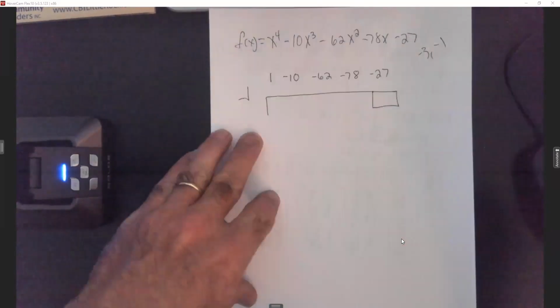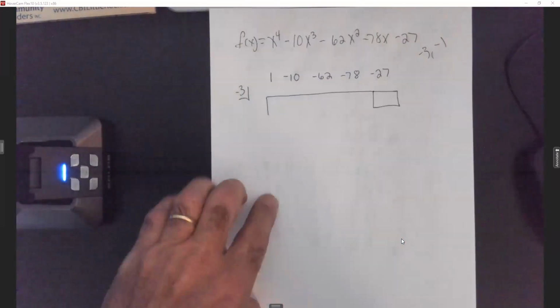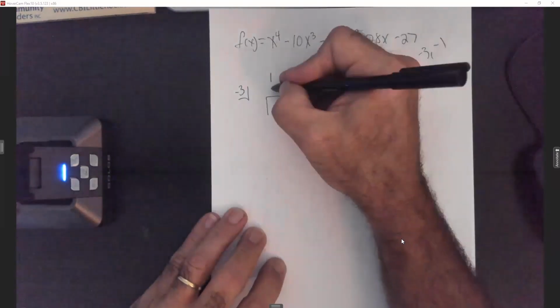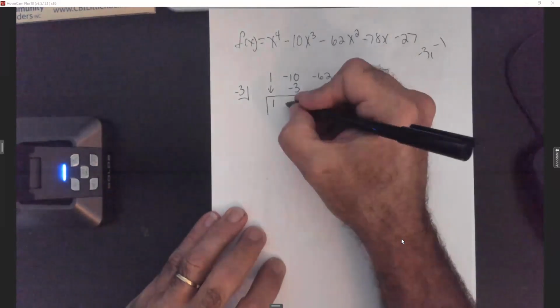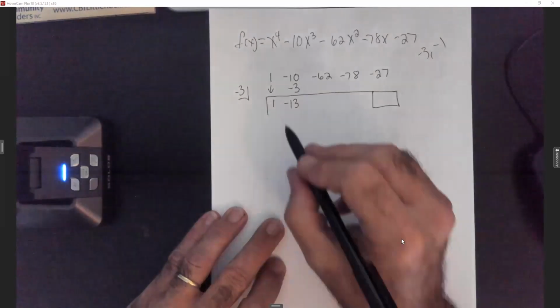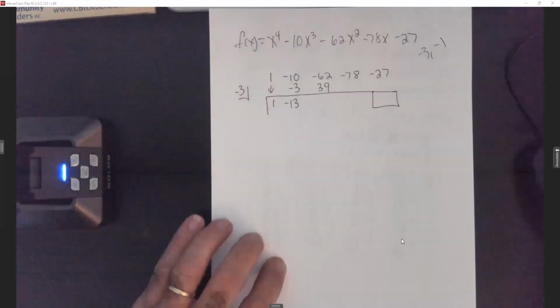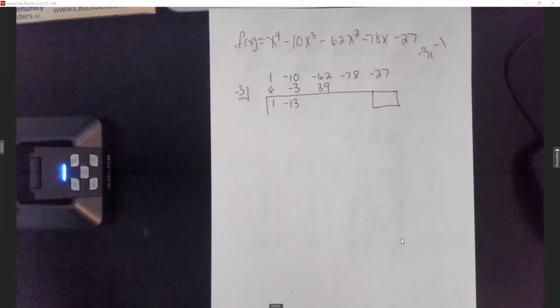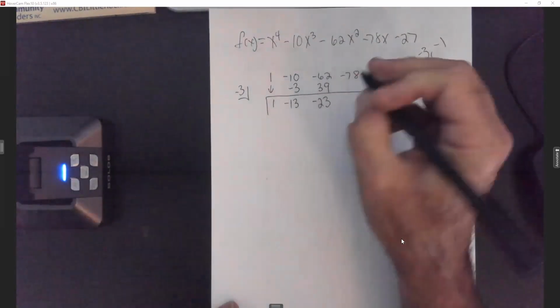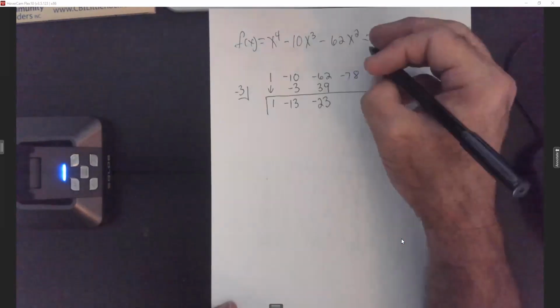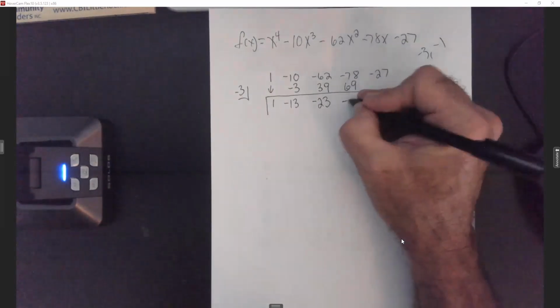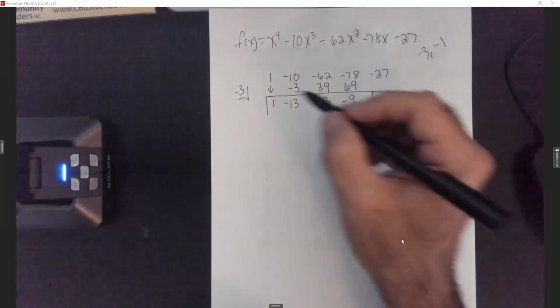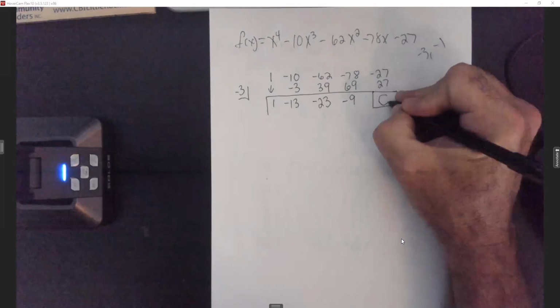The first one, I'll try that -3 because it came first for me. So I better get a 0. So here we go. Bring down the 1. 1 times -3, -3. Add that to -10, -13. Negative times negative makes that a positive 39. So -62 plus 39 should give me a -23 times -3. That's negative, so that's going to be a positive 69 minus 78. 69 minus 78 gives you -9. And y'all look at that. -9 times -3 is 27. So I got my first 0, which is -3.